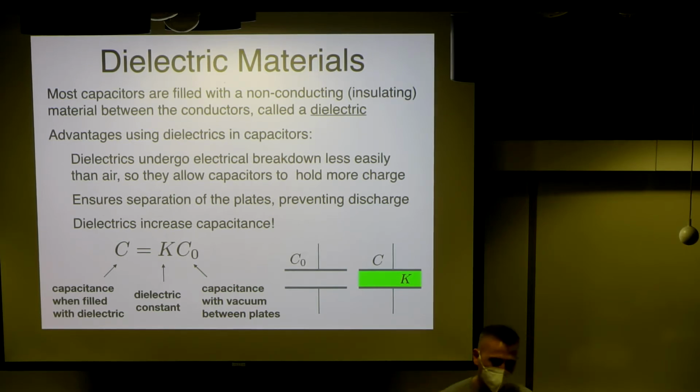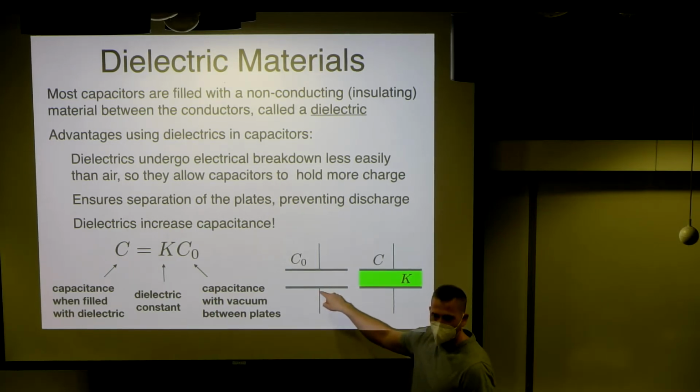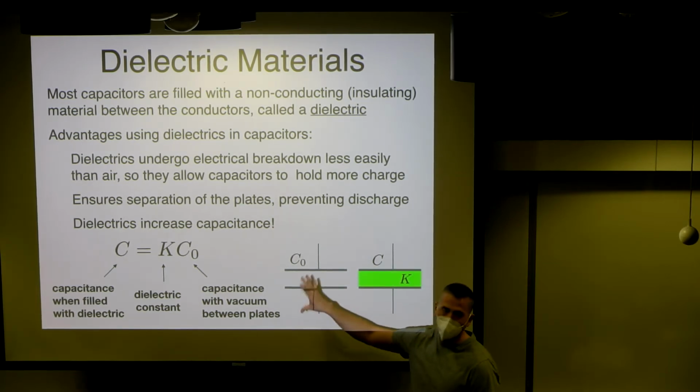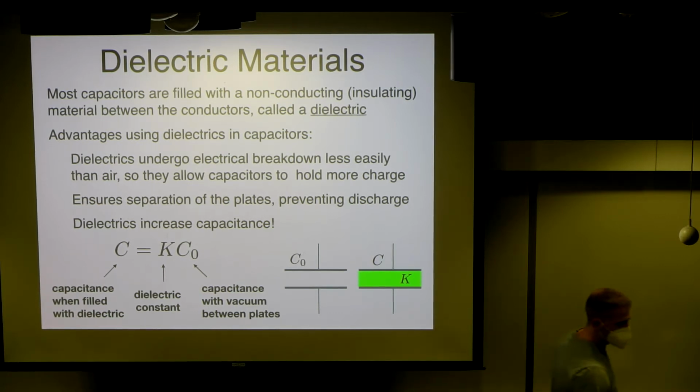So in a capacitor, typically the separation between the plates is pretty small. So it is a problem if the plates end up touching each other, right? Because if I have some positive charge up here and some negative charge down here, and then the plates touch, guess what? They're just going to discharge. You're just going to neutralize both plates. You don't want that. You want the charge to be held on the plates. So by putting an insulating material in between, we just ensure that they don't touch and the capacitor doesn't discharge.